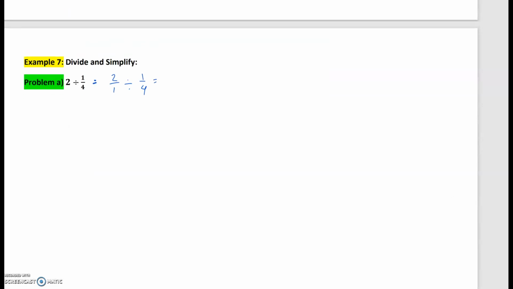Okay, so in this case, we're just going to rewrite 2 divided by 1 times. Remember that the division sign switches to multiplication, and then you flip. So we're going to multiply times the reciprocal. The reciprocal of 1/4 is basically 4/1. And at this point, you have 2 times 4 over 1 times 1, or technically 8 divided by 1, or simply 8. That's it for the first problem.